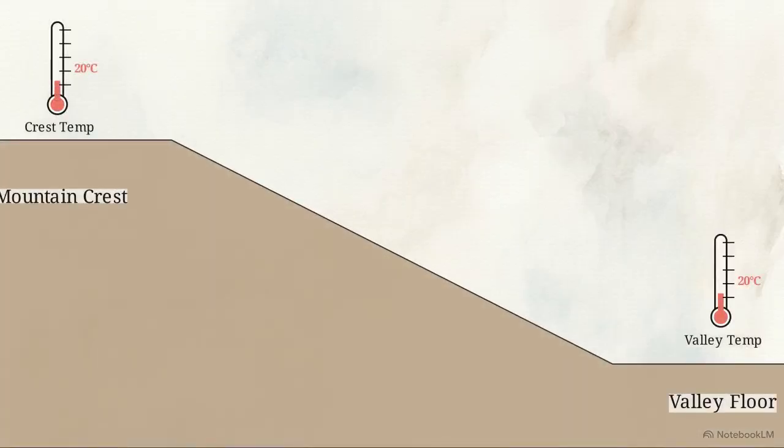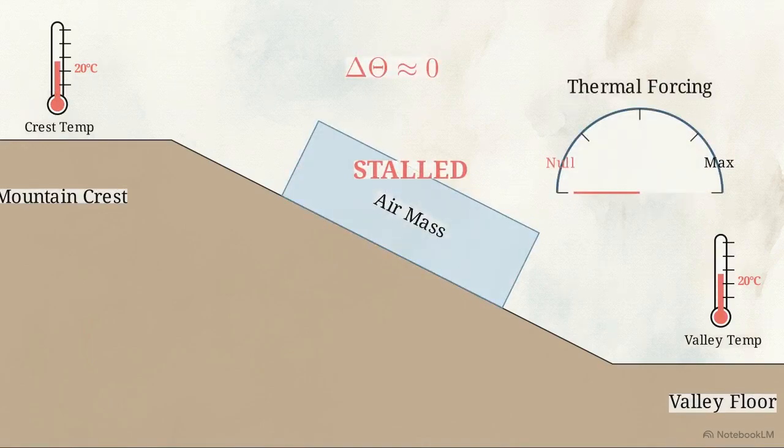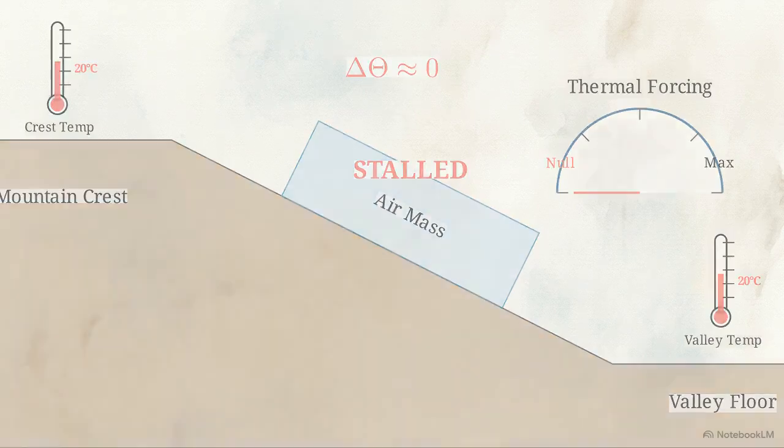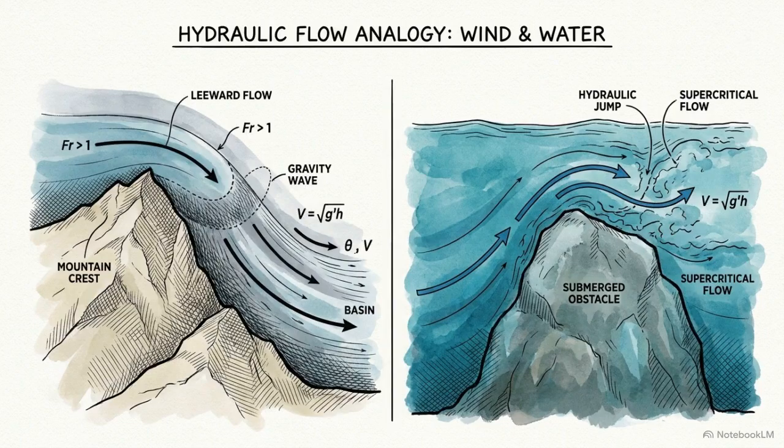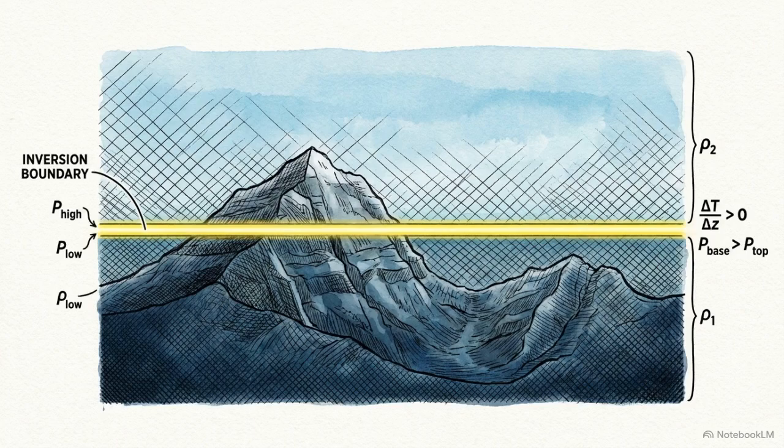Because there is no large temperature gradient between the crest and the valley floor, local slope cooling cannot physically generate the momentum required to move air at those speeds. Since the data confirms the wind is a high-kinetic, density-driven event, we must apply hydraulic flow theory to uncover its mechanical cause. The primary framework for analyzing these kinetics is reduced gravity shallow water theory. This model treats the atmosphere as a two-layer fluid system. A denser lower layer and a lighter upper layer are separated by a sharp boundary called a strong temperature inversion.